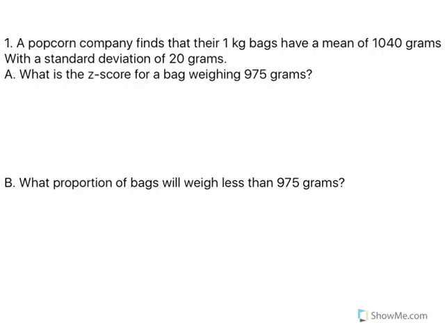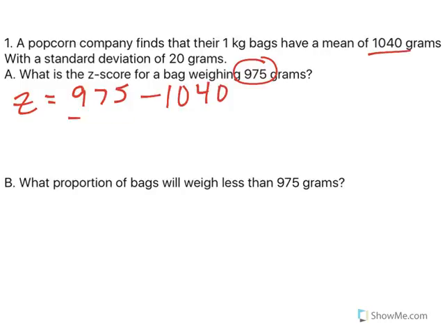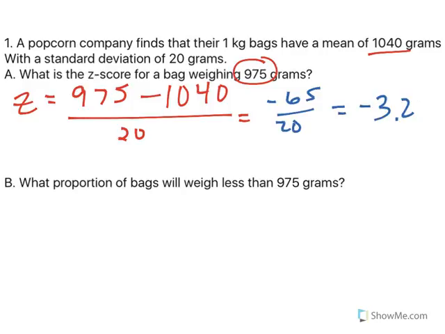All right, so remember, to find the z-score, we take the value, which in this case is the 975, minus the mean, 1,040, and divide by the standard deviation of 20. Recall that you want to make sure you have the numerator taken care of first. We have negative 65 over 20, which results in a z-score of negative 3.25. Now, what proportion of bags will weigh less than that?